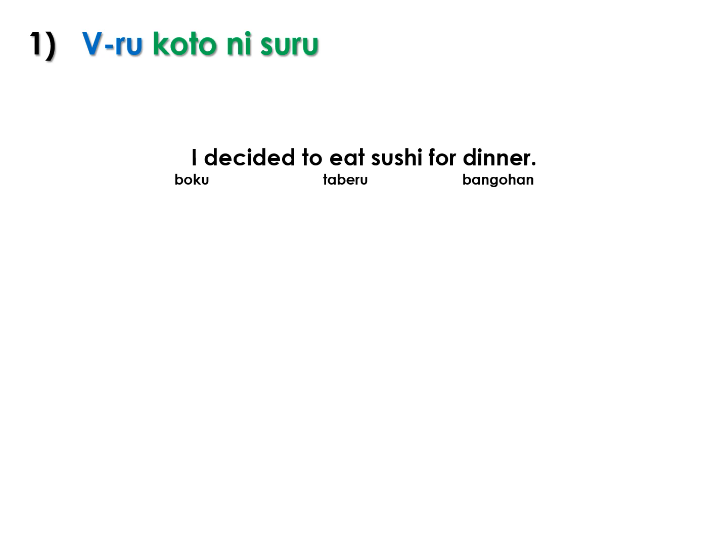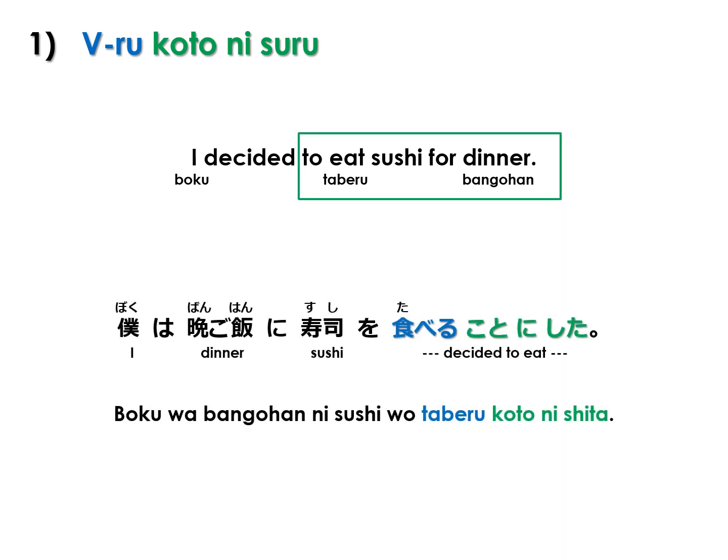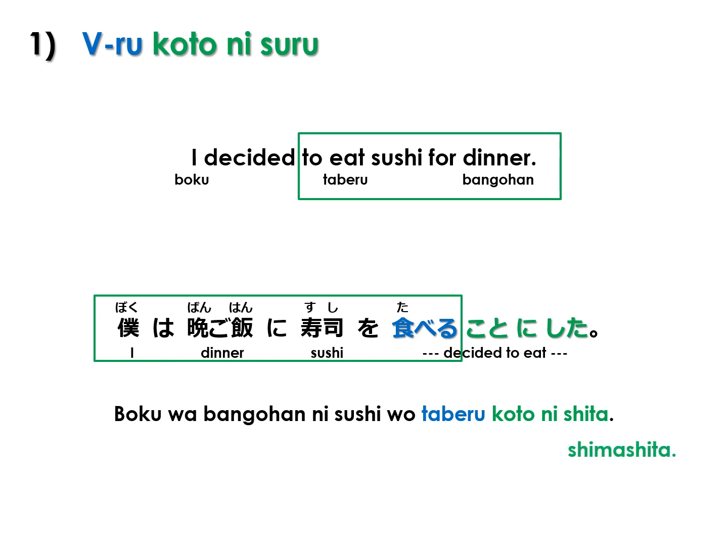I decide to do. Our sentence, I decided to eat sushi for dinner. We nominalize eat sushi for dinner. And in Japanese, boku wa bangohan ni sushi wo taberu koto ni shita. And here's what we nominalized. Boku wa bangohan ni sushi wo taberu. I'm also using the plain form here. Koto ni shita. You can also use the formal style if you want. Boku wa bangohan ni sushi wo taberu koto ni shimashita.